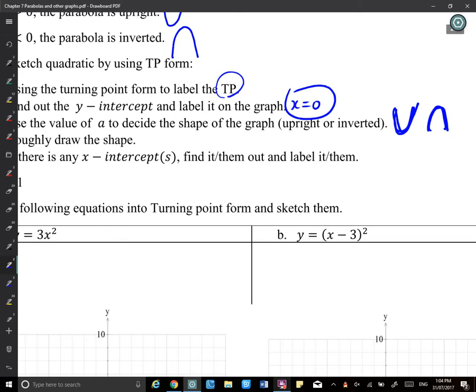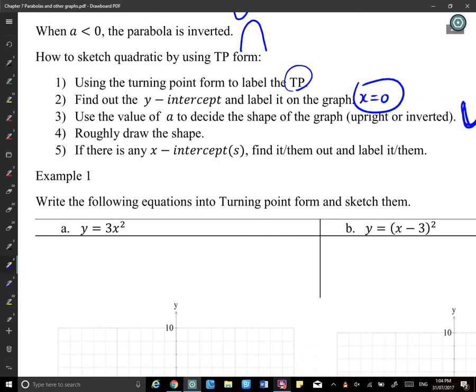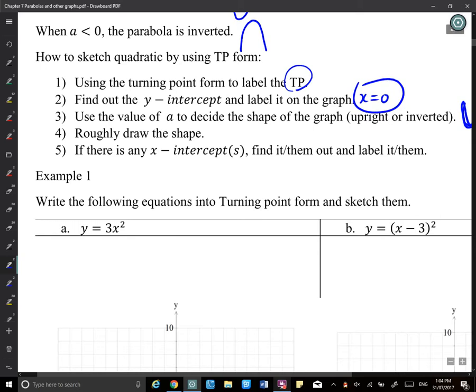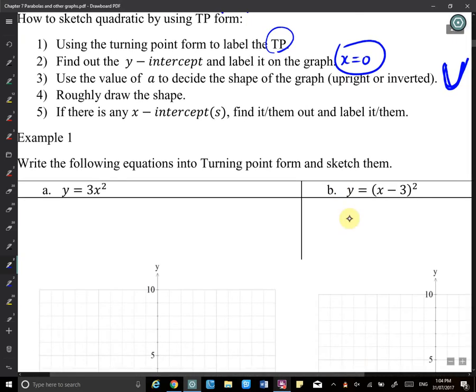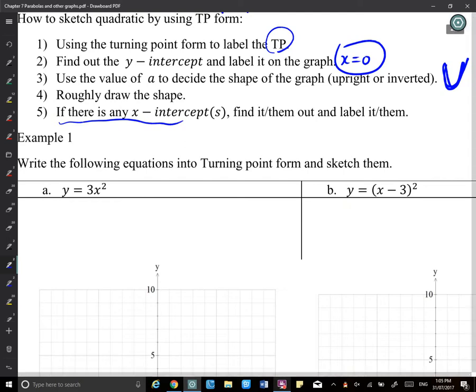So then number 4 is to roughly draw the shape. You can have a rough idea of it because you know where the turning point is and you know the shape of your graph. You can roughly sketch it. Why do I say roughly sketch it, or even not sketch, you just think about it? Because you want to make sure if there's any x-intercept or not. There might not be any x-intercept.